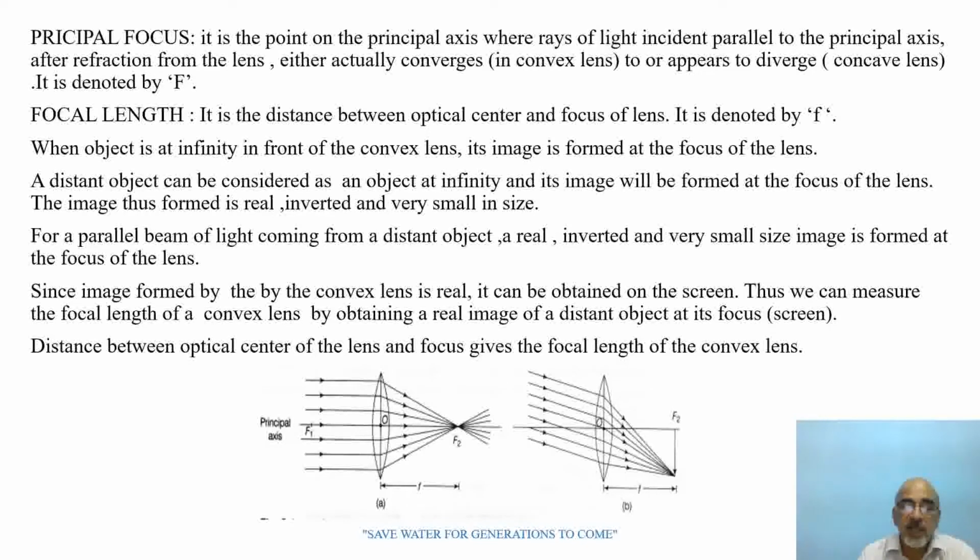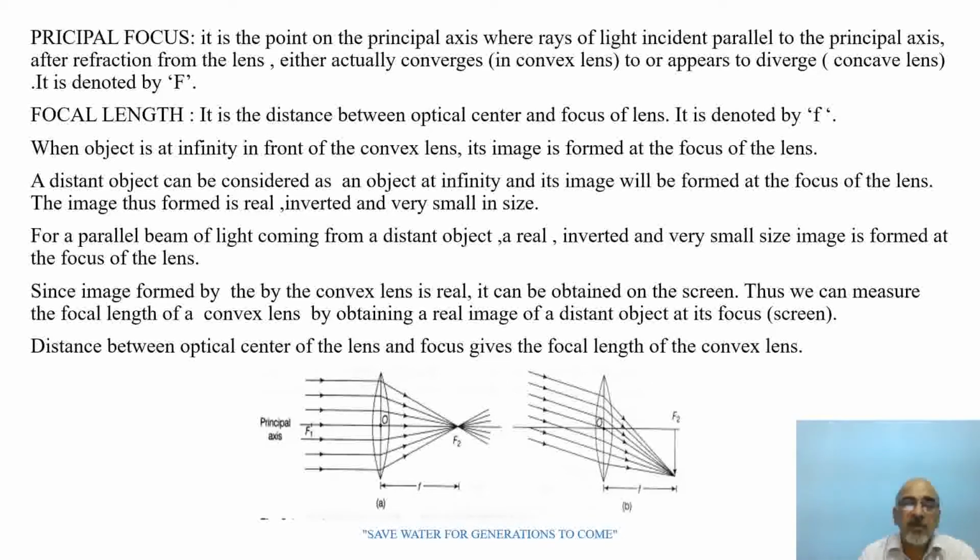To get the image here on the focus, we use a screen. Image is formed on the screen, and when a clear image is formed, that means the image is at the focus of the lens. The image on the screen, we know, is real, inverted, and of very small size. So for a parallel beam of light coming from a distant object, a real, inverted, and very small image is formed at the focus of the lens.